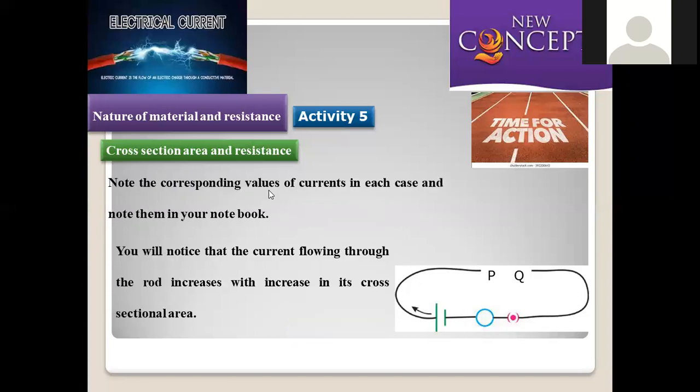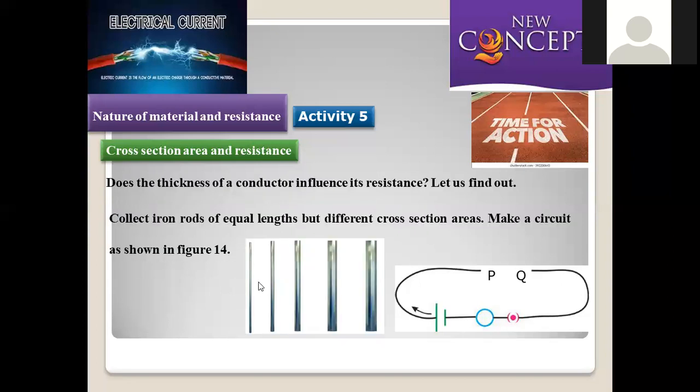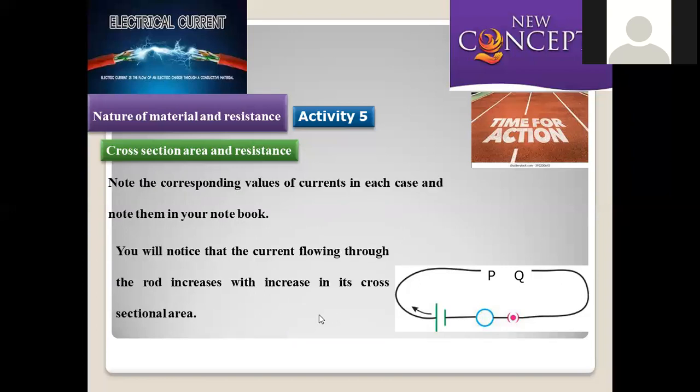Note the corresponding values and the values of the current in each case, and all can be tabulated in your notebook. You will notice current flowing through the rod increases with the increasing cross-sectional area. That means very thin wire having lesser extent of the conductance, and as the thickness increases, their corresponding conductance is also raised. What does it mean? Here, the strength of the current is directly proportional to its cross-sectional region. As the thickness increases, more number of metal ions, more number of metals are prone to pass the current. That's the reason why strength of current also rises.